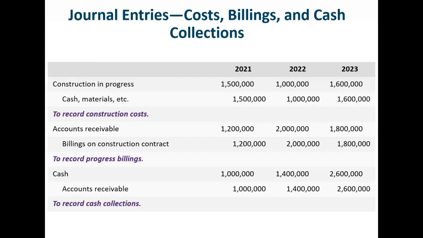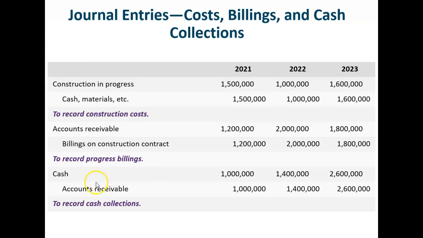At the end of each period, the balance in these two accounts are compared. If the net amount is a debit, it is reported in the balance sheet as a contract asset and might be named something such as construction in progress in excess of billings. Conversely, if the net amount is a credit, it is reported as a contract liability and might be named billings in excess of construction in progress or something similar.